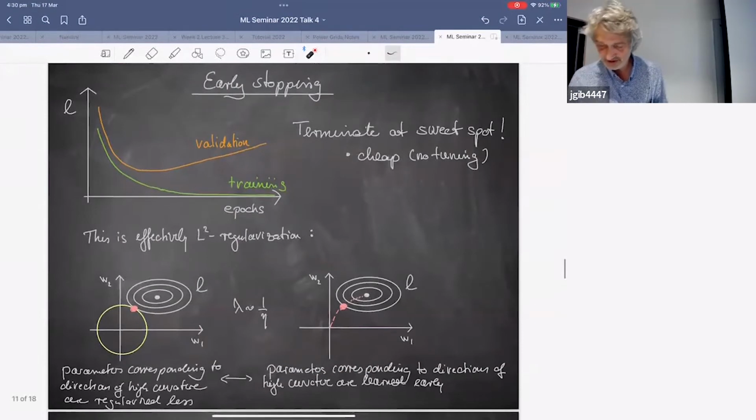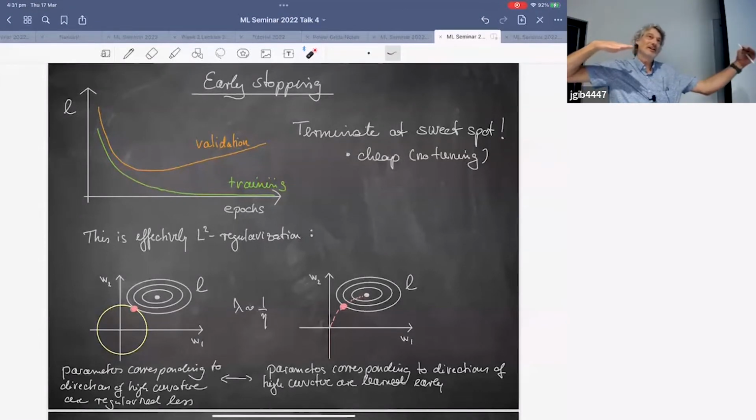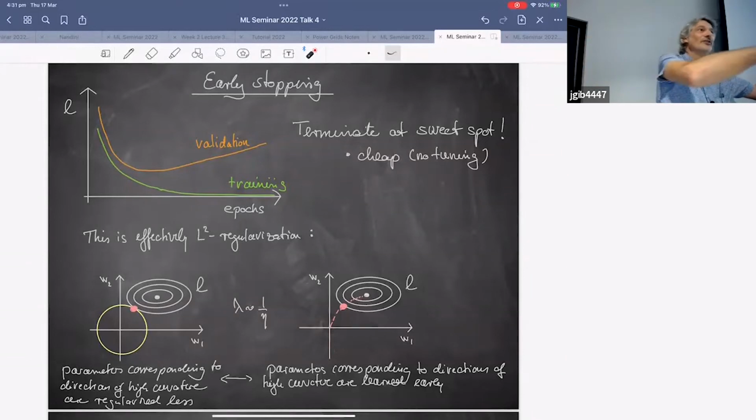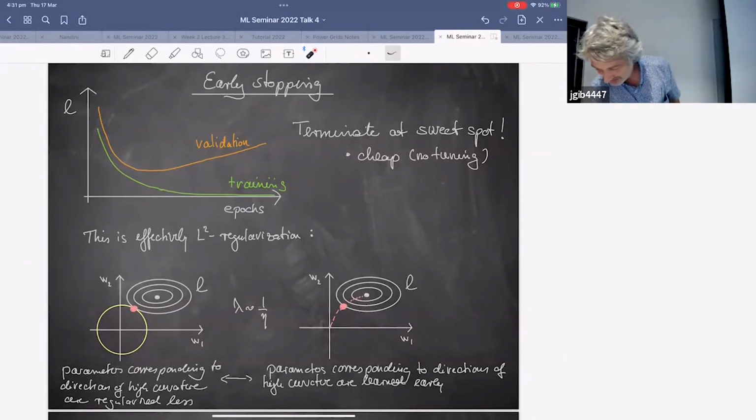In regions of parameter space where you have high curvature, you're going to learn very quickly. You go down there quickly with a fixed learning rate. And in the flatter ones, you're going to learn slower. Let's say we start at 0. You're going to stop somewhere here, and then there's some kind of equivalent circle around here that I can interpret as an L2 regularization.